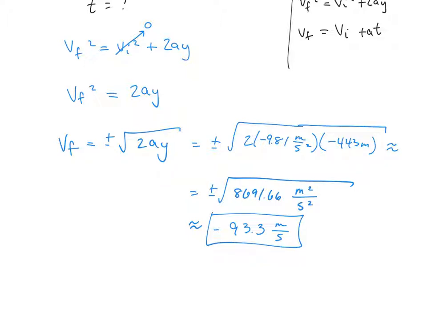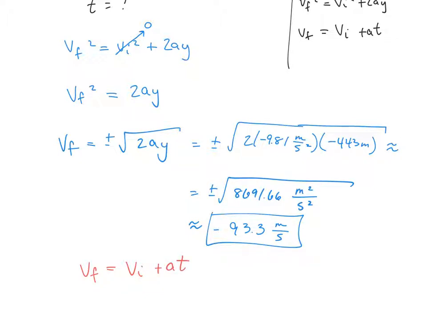How would I get the time? Because now I've got a lot. I've got VI, I've got VF now, I've got acceleration, I've got displacement. How can I find time? What do you think, Andre? Use the last one. Which is? VF equals VI plus AT. I agree. This would be the easiest formula to use right here.